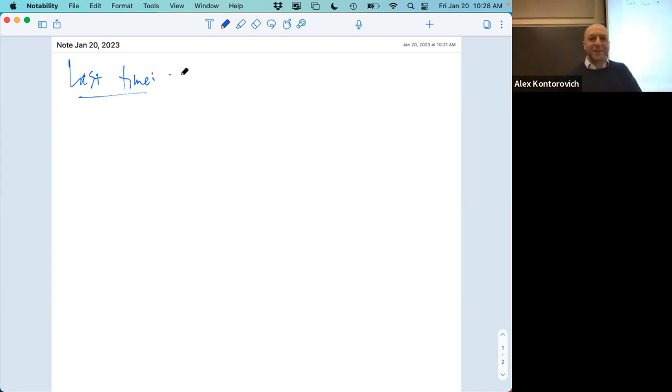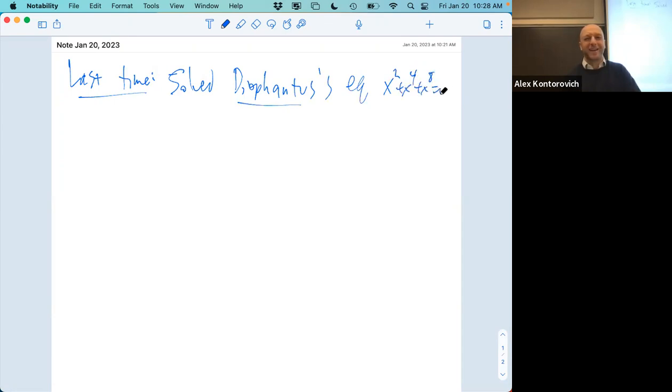Last time we solved this Diophantine equation. Not just Diophantine, Diophantus's, literally Diophantus's equation, whatever it was: x squared plus x to the 4 plus x to the 8 is y squared. It's actually a very interesting curve. It's a higher genus. Anyway, we found a rational point. The point was to solve this thing over Q, and we did so via the introduction of p-adic numbers.